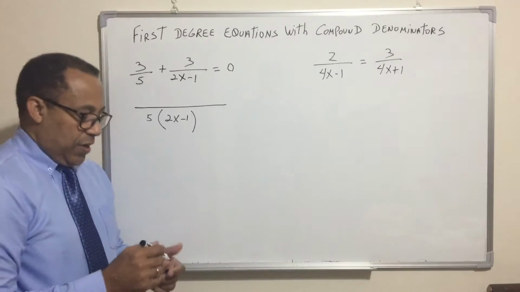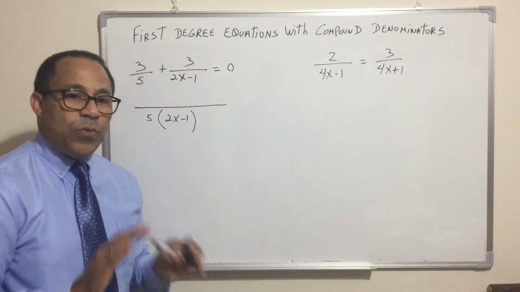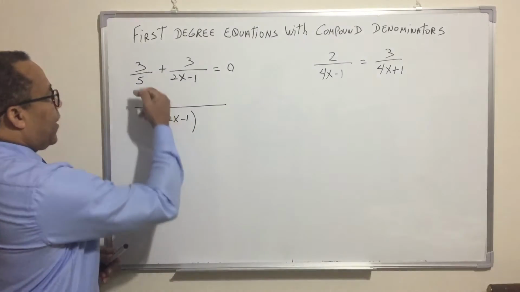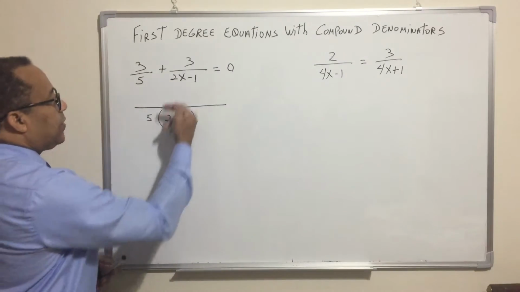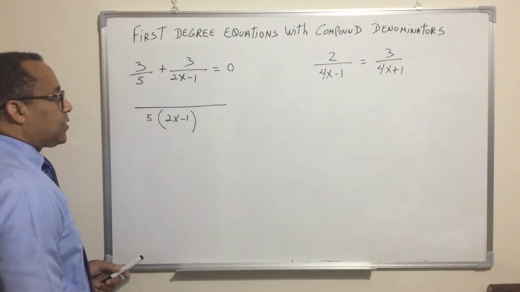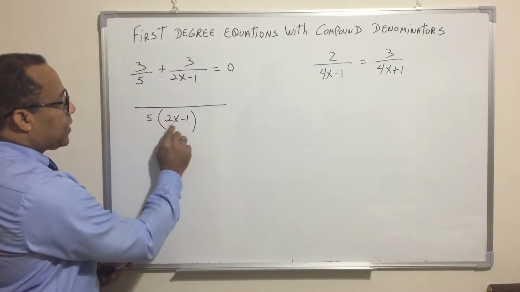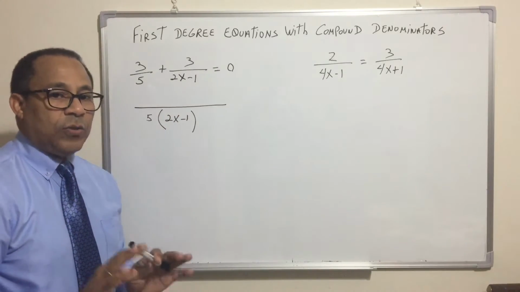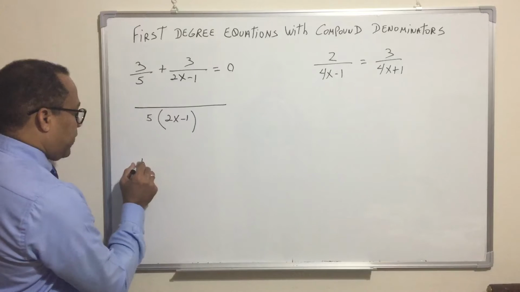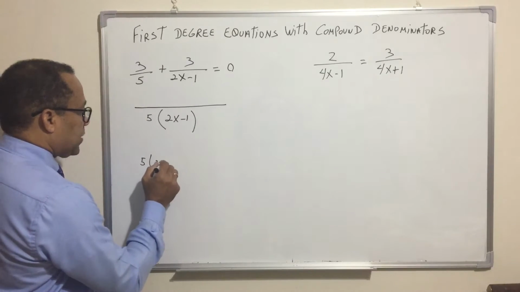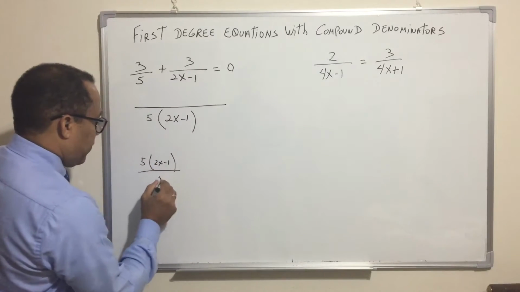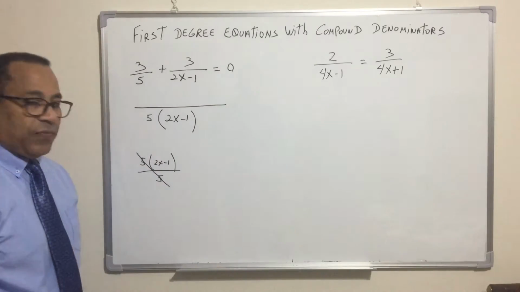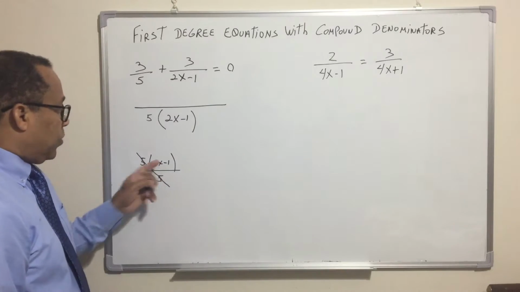And we solve addition of fractions the same way we solve normal addition of fractions. Divided by, times. So let's divide 5 times 2x minus 1 divided by 5. Let me show you how the process is. It is 5 times 2x minus 1 divided by 5. And therefore, you cross out, you cancel the 5. So the result will be 2x minus 1.